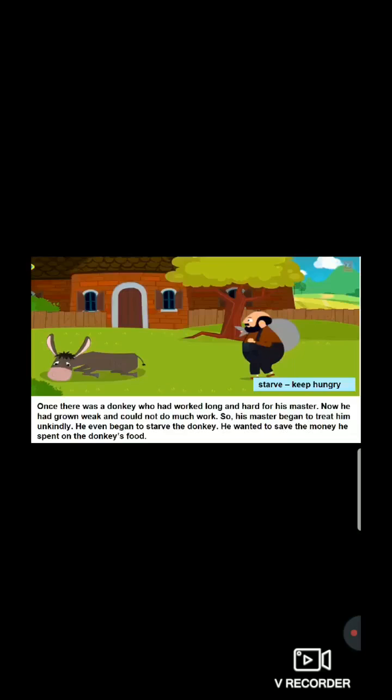So students, starve means keep hungry. So here the donkey's master is not giving any food to the donkey. Why? Because now the donkey has become old and he is not doing much work. So for that reason his master is not giving him food. Right students? Because his master is thinking that now the donkey is not doing any work, so why should I spend food on this donkey, right? So his master is behaving unkindly to the donkey.